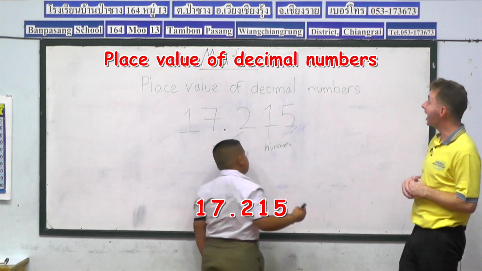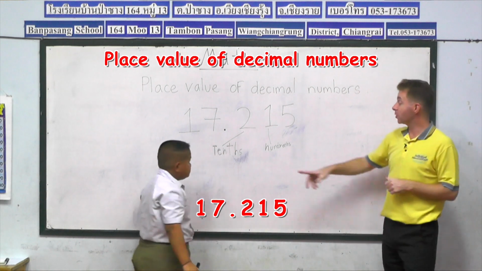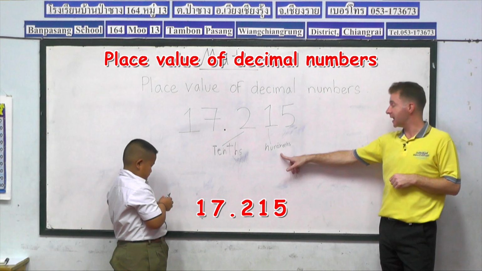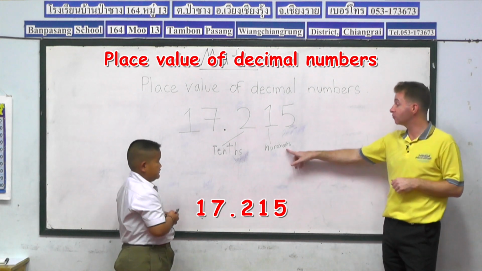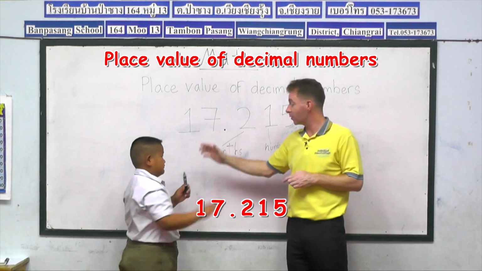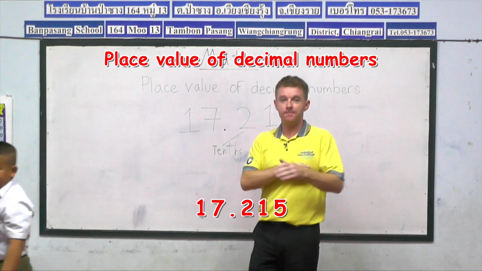H-U-N-D-R-E-D-T-H-S. Excellent, Net. Very well done. So we can say together, guys, hundredths. Yes. Can you say, Net? Hundredths. Excellent. High five and a big round of applause for Net, please, guys.